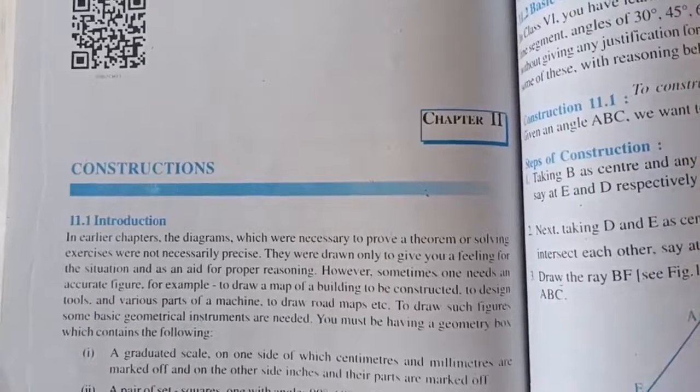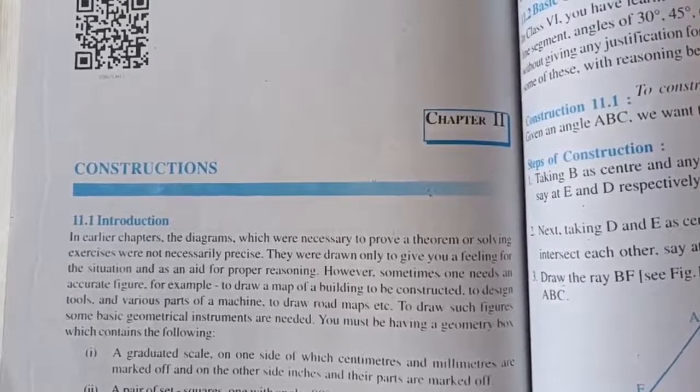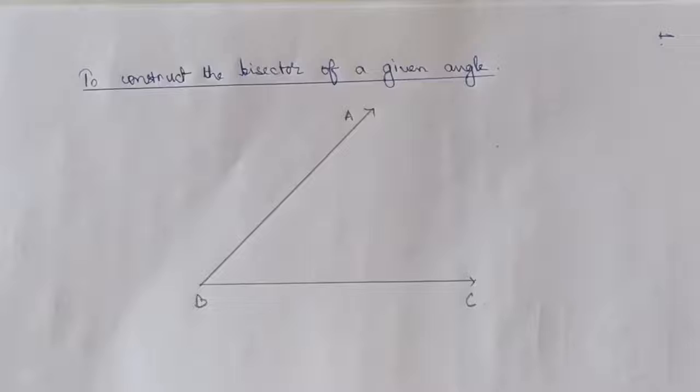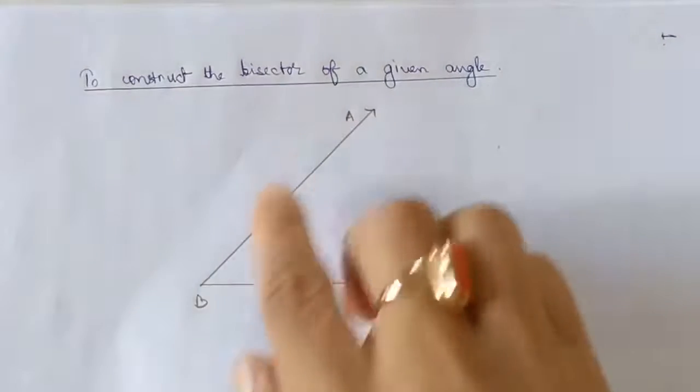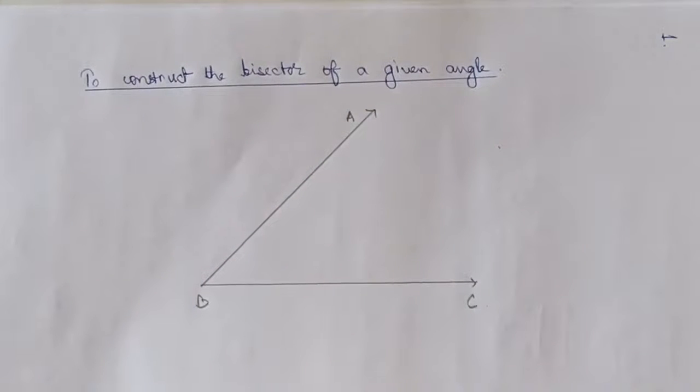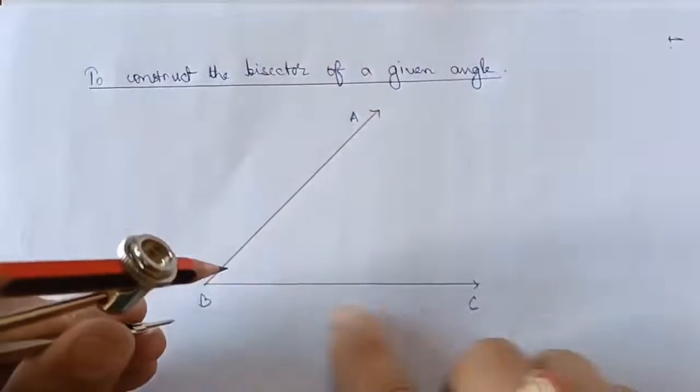Welcome back, students. Today in this session we are going to study chapter number 11, construction. First, let us learn how to construct the bisector of a given angle. Suppose ABC is the given angle, so we are going to construct the bisector of this angle ABC.